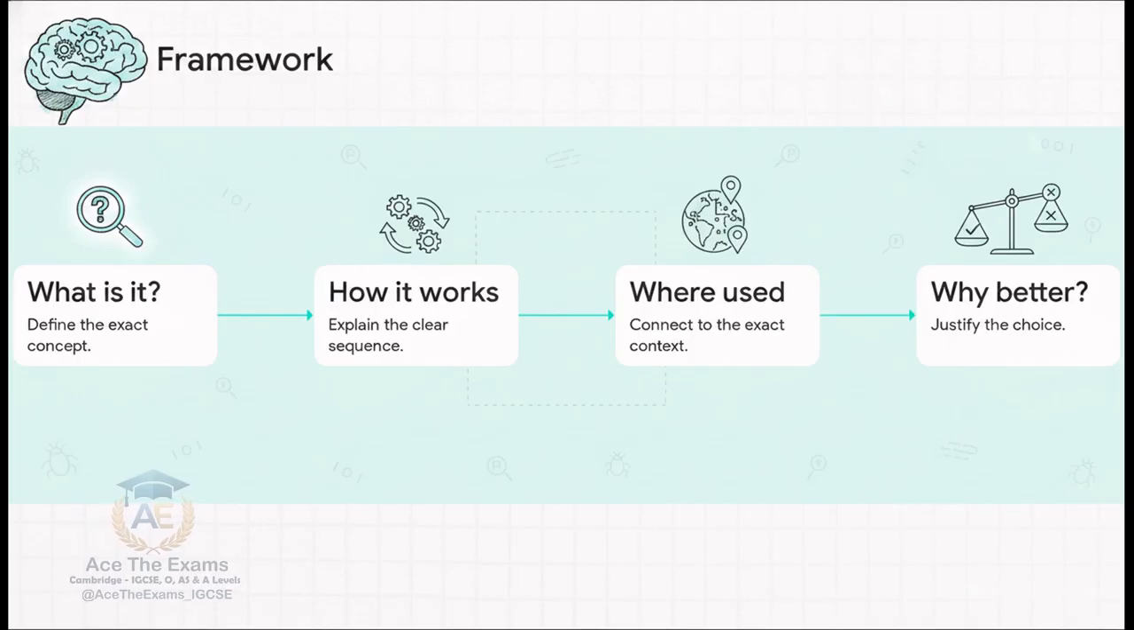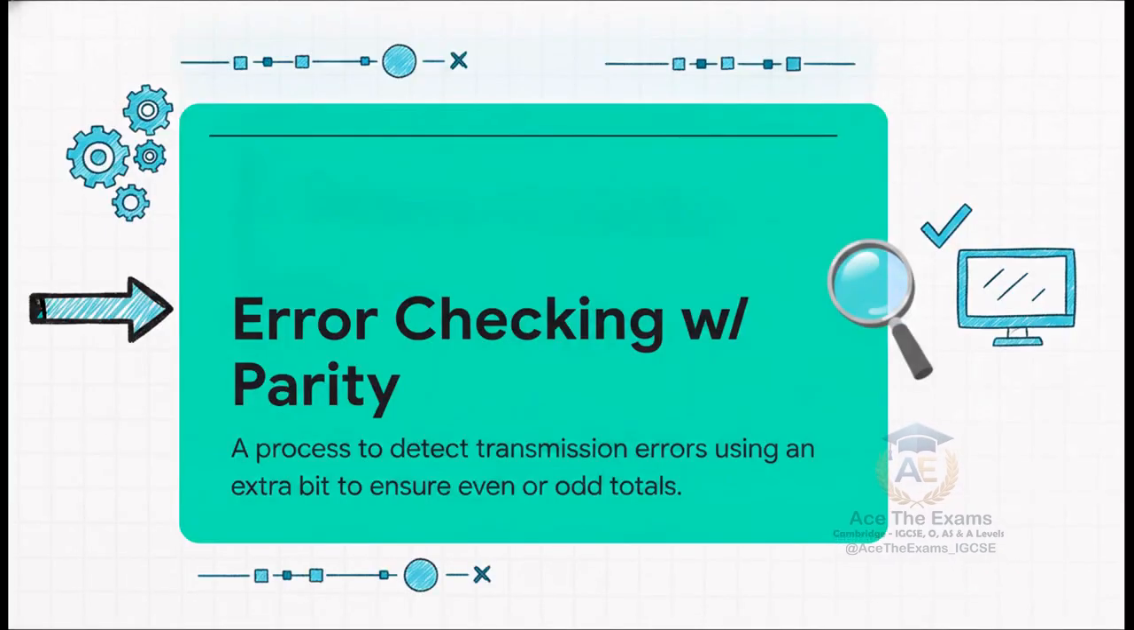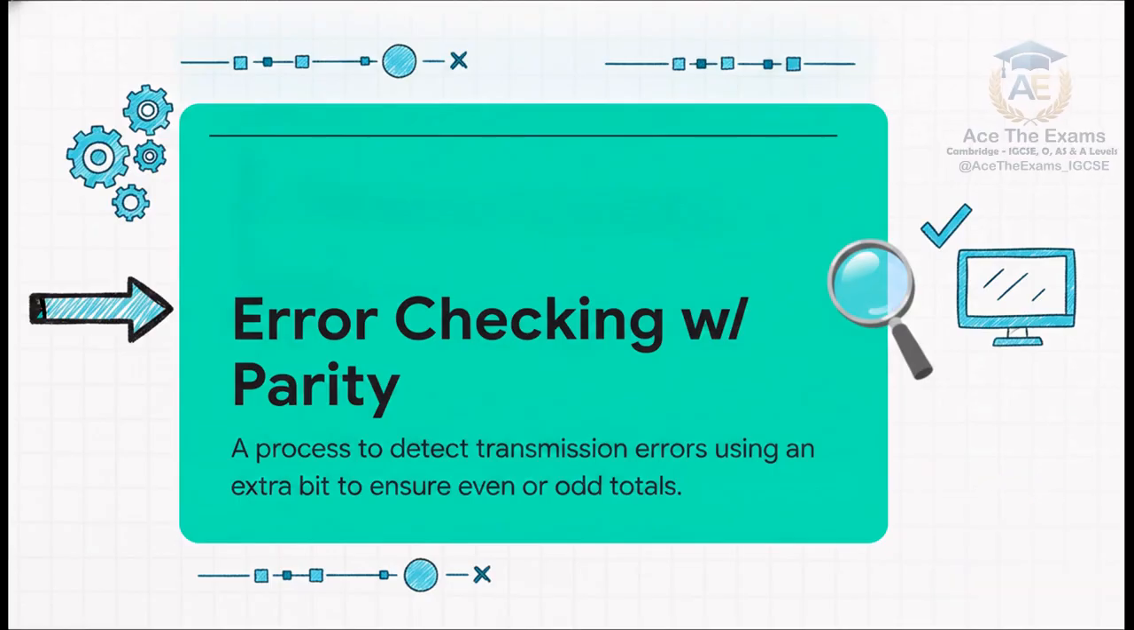If you can confidently answer those 4 questions, you have officially shifted from being a passive memorizer to a highly active exam strategist. Let's quickly knock out step 1 of our framework right now. What is it? Well, error checking with parity is simply a method to detect errors during data transmission. It works by appending one single extra bit to a string of binary data. The whole goal here is to ensure that the total number of 1 bits in that sequence is either an even number or an odd number. And that just depends on the protocol agreed upon by the sender and the receiver.